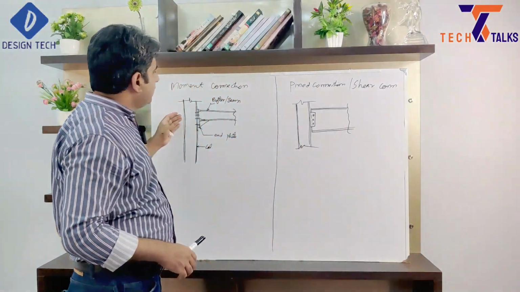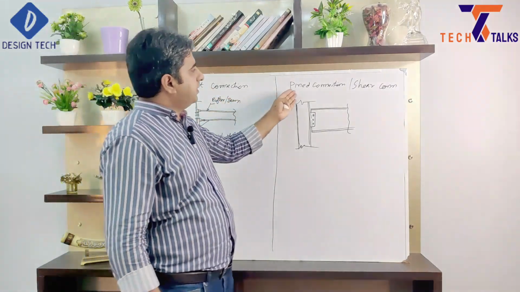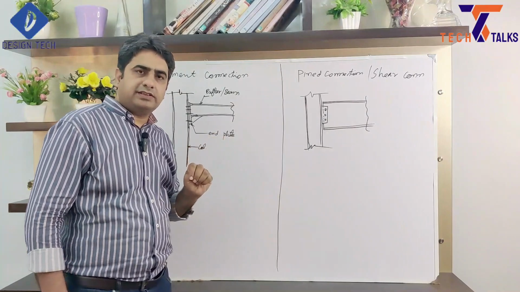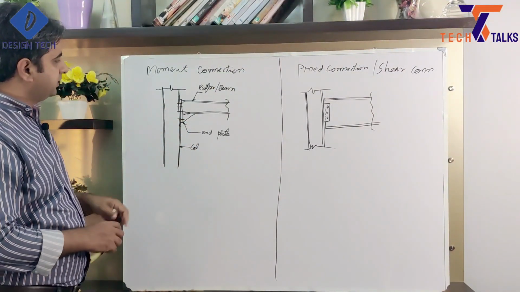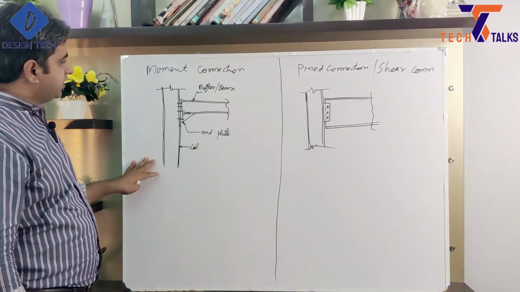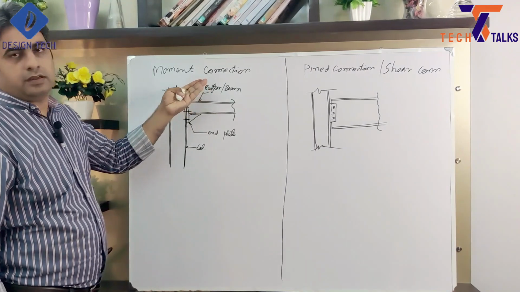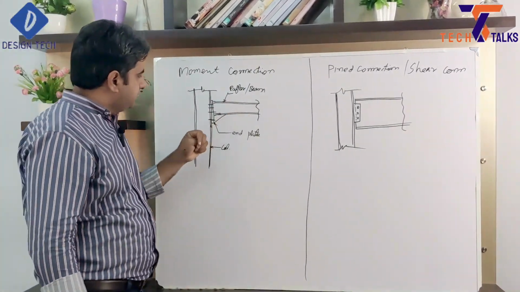Here I have already drawn two connections. This is a moment connection, and this is a pinned connection or shear connection. First we will discuss the moment connection. As we draw here one sketch for moment connection, this is our MS column, and this is our MS beam or rafter.